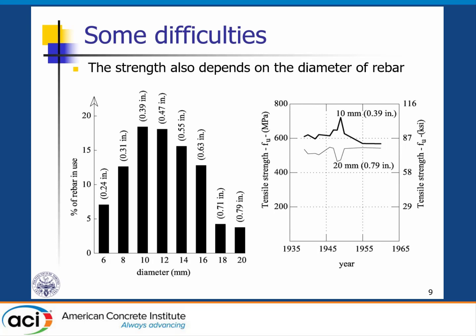Another problem is the diameter of a rebar. The strength could be different depending on the diameter. These are the distribution of the most used bar diameter that we had in Italy in the last century. And as you can see, in this range of years, generally the strength of the largest diameter bar is lower than that of the lower diameter. So the strength also depends on the diameter of the rebar.